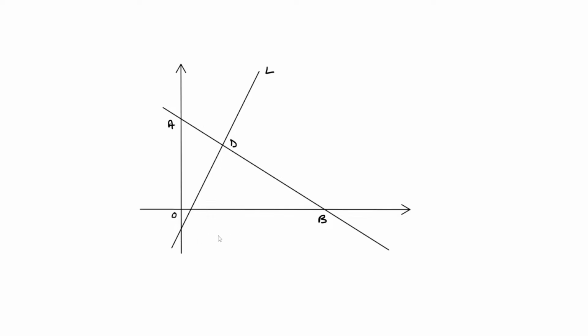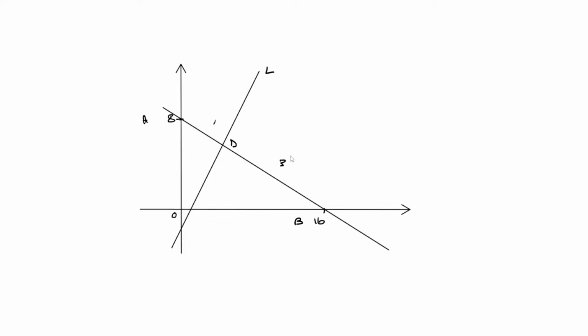Okay, let me read it. On the diagram, point A is 0. Oh, that's 8. 0, 8. Let me rub that out. 8 for A. And B is 16. Fine. The point D divides the line segment AB in the ratio of 1 to 3. Okay, so this is like a 1 and this is like a 3 scale. The line L passes through D, as you can see.